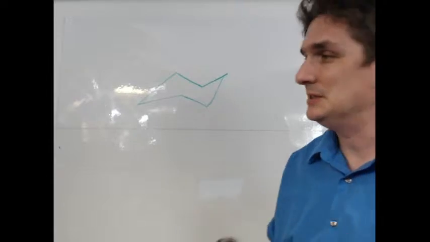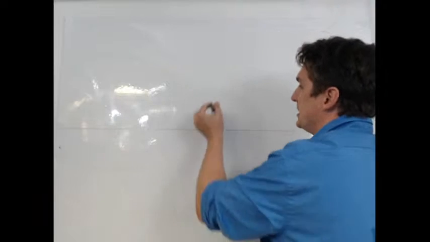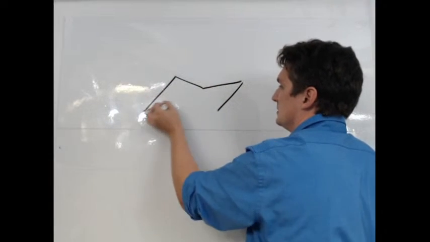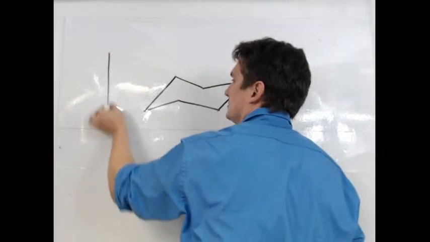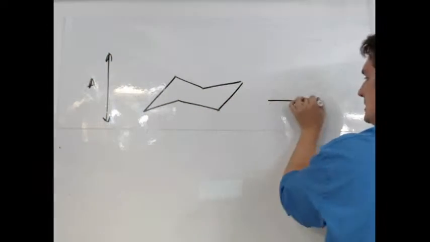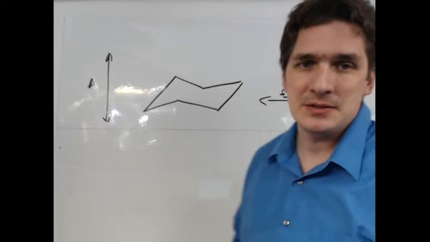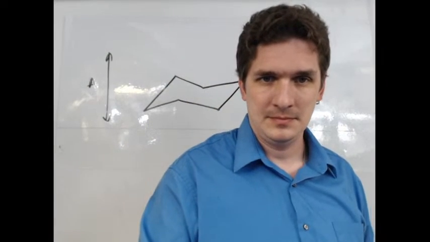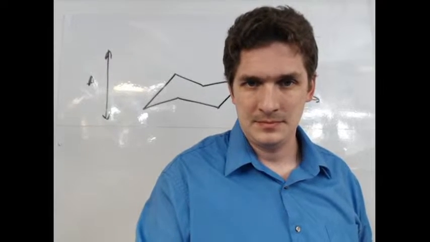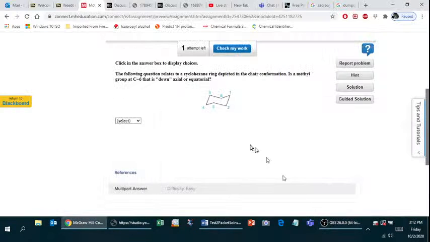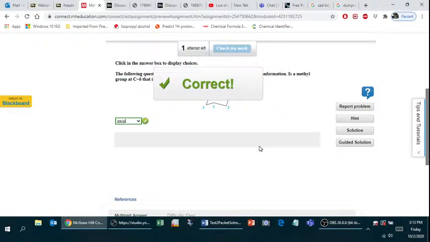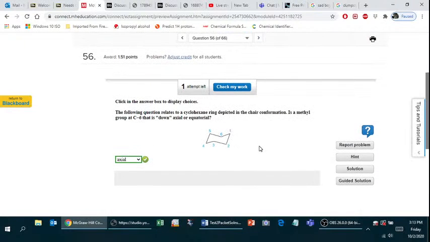that's barely visible on your end. So in this projection, axial and equatorial, axial is up and down, equatorial is left and right. So if I go to the problem, a C6 group that is down, that would be axial. Oh, I thought there might actually be more to that problem.